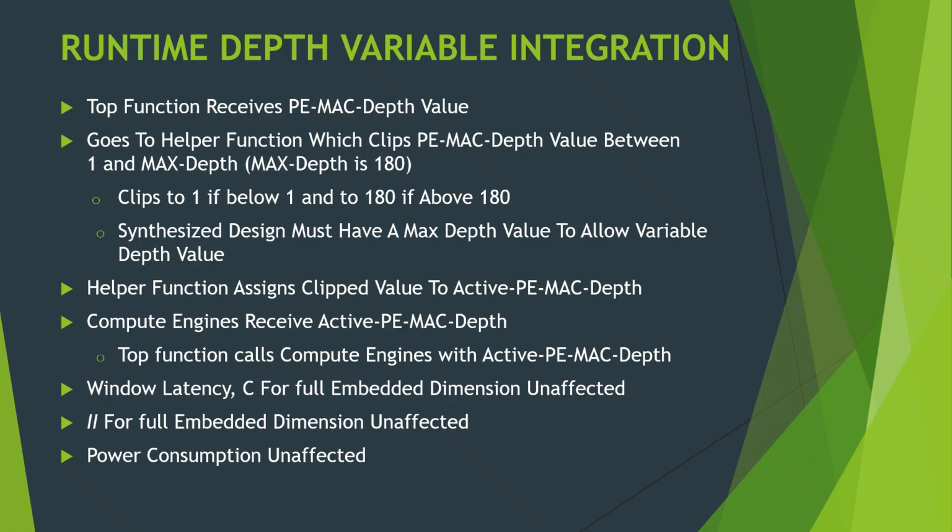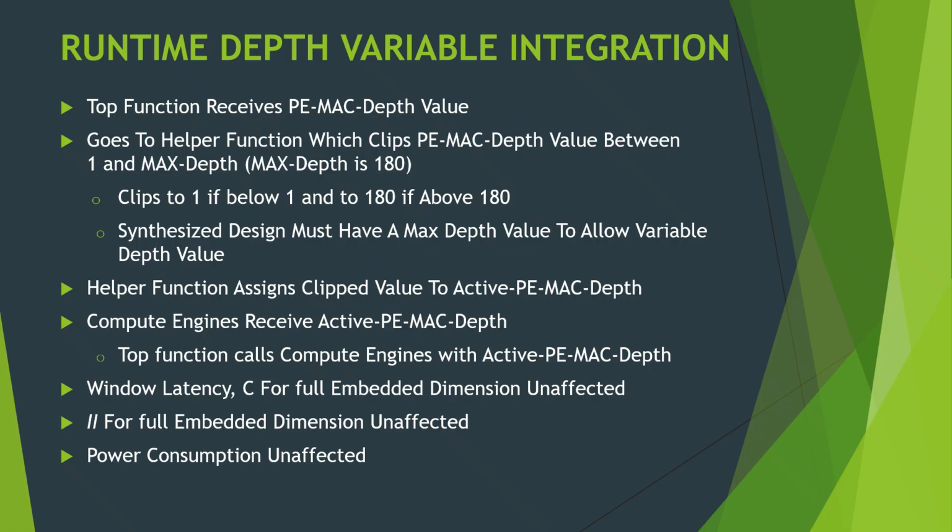So how do we integrate the runtime depth variable? The top function receives the PEMAC depth value. We expose a port called PEMAC depth. Then that value goes to a helper function which clips it between 1 and 180. If the value given is less than 1, it clips it to 1. If the value is more than 180, it clips it to 180. And if it's in between, then it runs that PEMAC depth value.